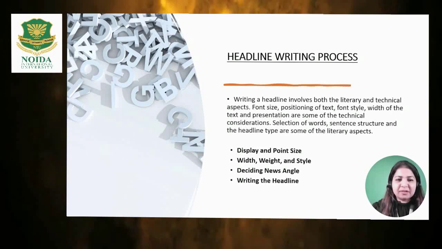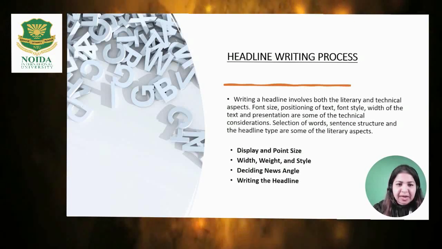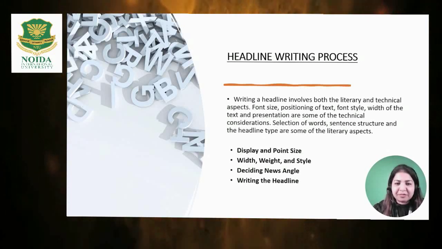So, the writing process. Writing a headline involves both literary and technical aspects. Font size, positioning of text, font style, width of the text and presentation are small technical considerations. Selection of words, sentence structure and the headline type are some of the literary aspects of the writing process of a headline. So the first main point of the writing process is display and font size.